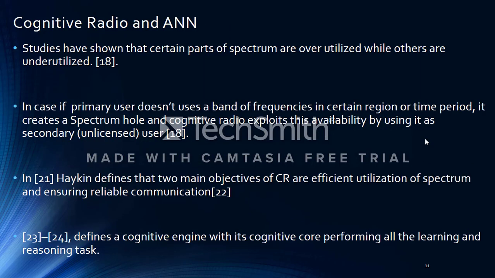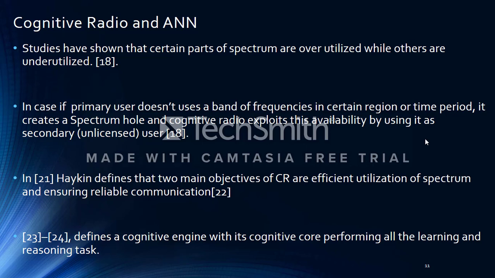Cognitive radio and artificial neural network. Studies have shown that certain parts of a spectrum are overutilized while others are underutilized. In case the primary user does not use a band of frequencies in a certain region or time period, it creates a spectrum hole, and cognitive radio exploits this availability by using it as a secondary user.